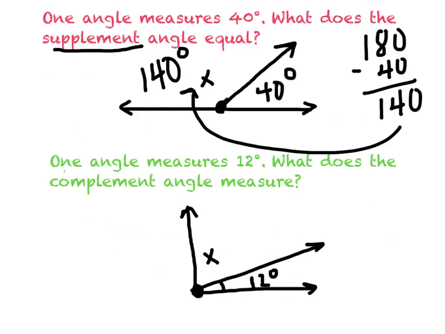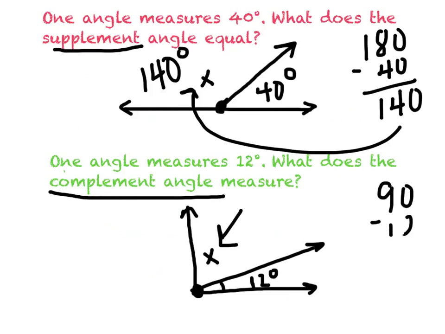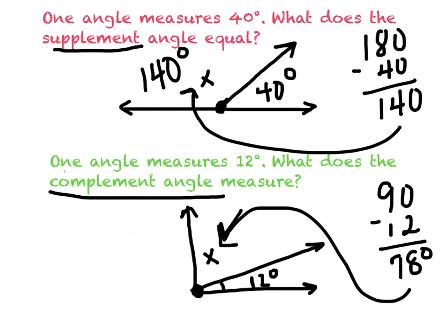We do something similar to that with the example at the bottom, where we're now looking for a complementary angle that's missing. We're missing this angle here that goes with the angle that's already measuring 12 degrees. Because complementary angles add up to 90 degrees, we would take 90 and subtract 12 to come up with 78 degrees. So that would be the missing angle in this diagram.